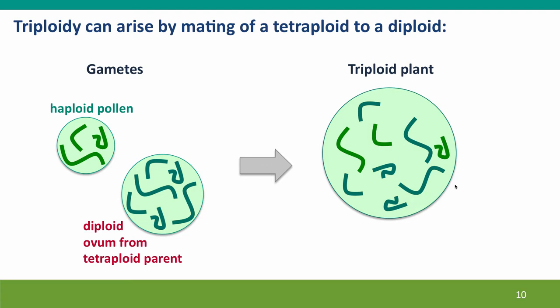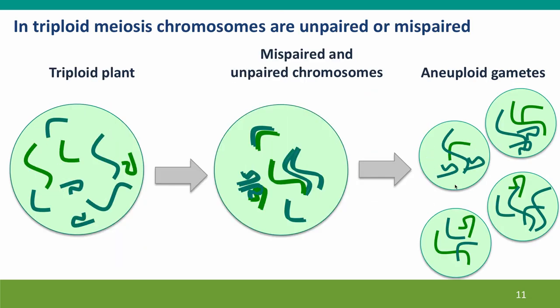Now, a big seeming disadvantage of triploidy is that triploid plants, or animals for that matter, are normally sterile. And that's because when you've got three sets of chromosomes, some of them are inevitably going to remain unpaired in meiosis. And this is going to cause them to segregate unequally so that the meiosis will produce gametes that have different numbers of chromosomes and that typically have incomplete sets of chromosomes.